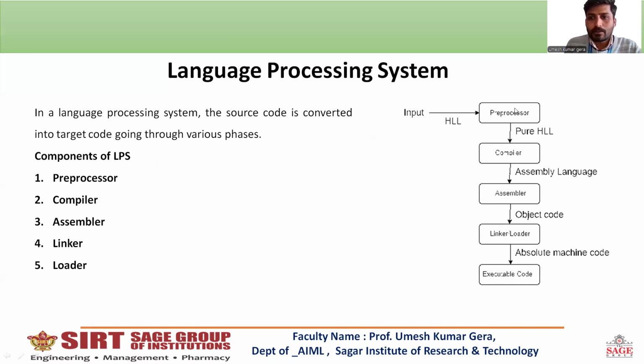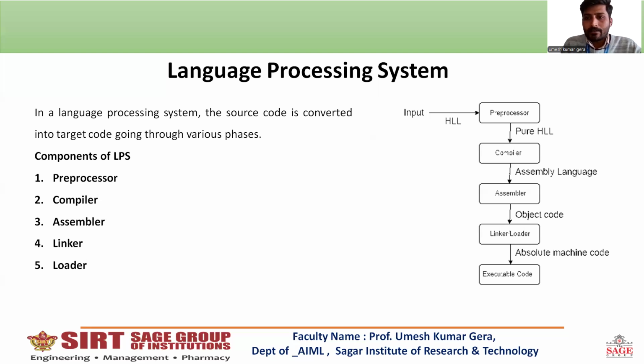So the first phase is the preprocessor. Whenever you write a program in C language, you have lines like #include <stdio.h> and #define macros. These types of lines are processed by the preprocessor phase. So what is the role of the preprocessor phase? The preprocessor phase is used for file inclusion and macro expansion. Your high level language program is converted into pure high level language after the preprocessor phase.